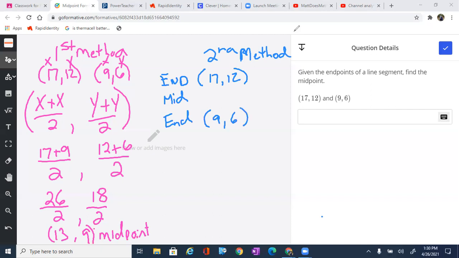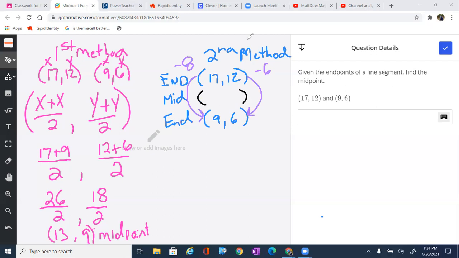Now what I'm going to do from here is find the difference between the end and the end. So I know 17 to 9 is a difference of -8. And 12 to 6 is a difference of -6, okay?